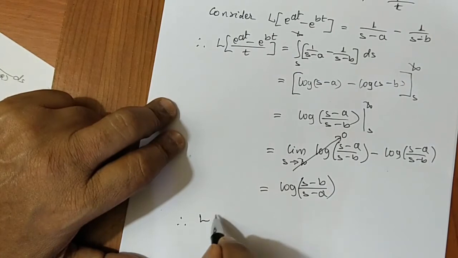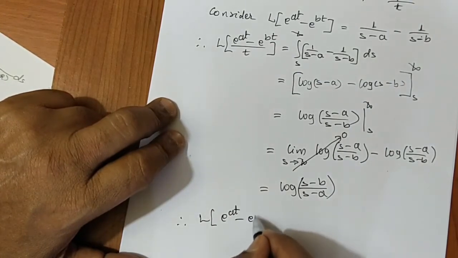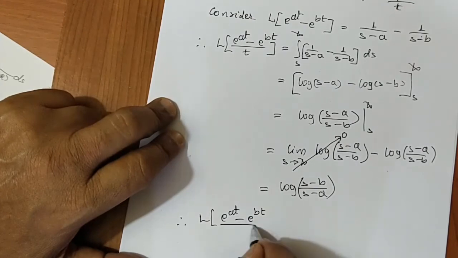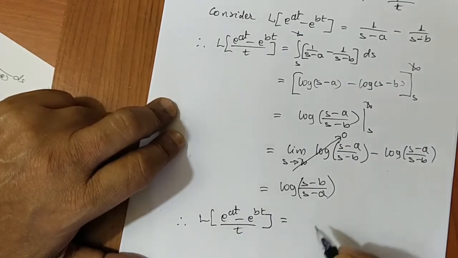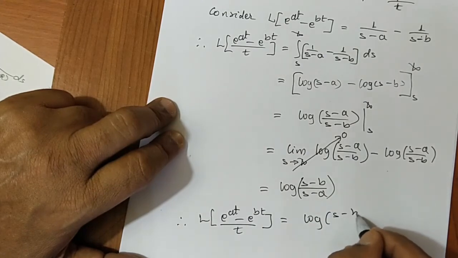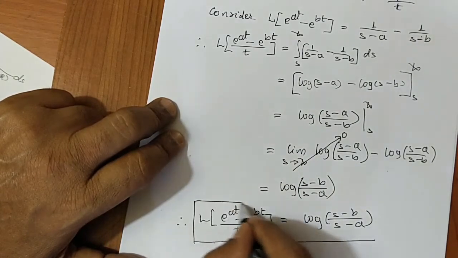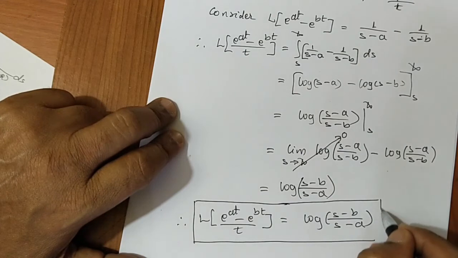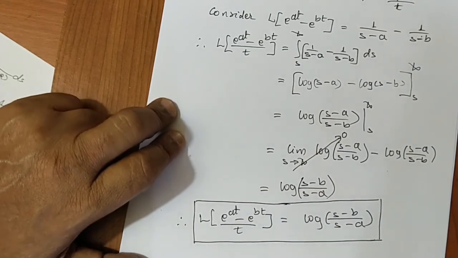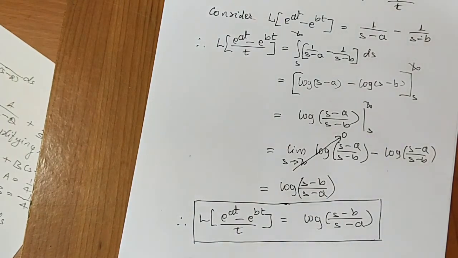Therefore, L of (e raised to at minus e raised to bt) by t will be what? It is log of s minus b over s minus a. So this is my third problem which I am solving using Laplace transforms. The next one will be the fourth one.